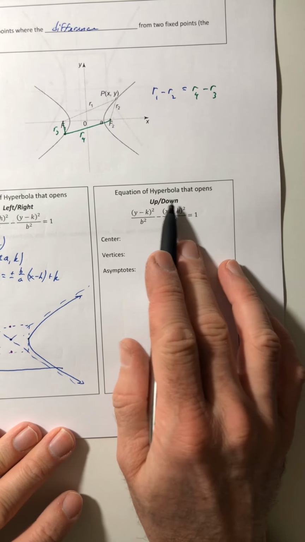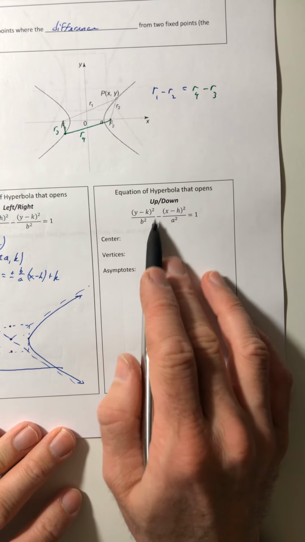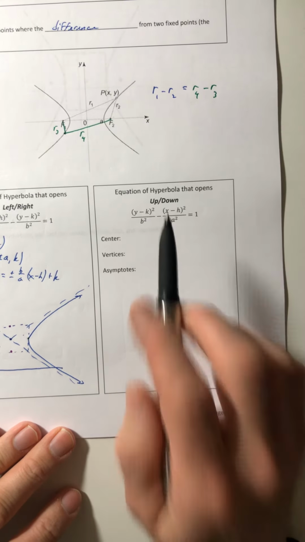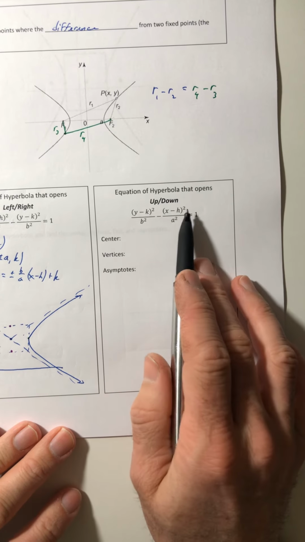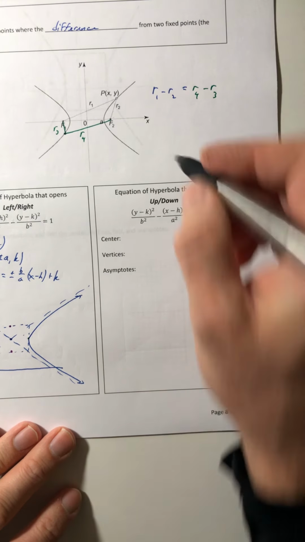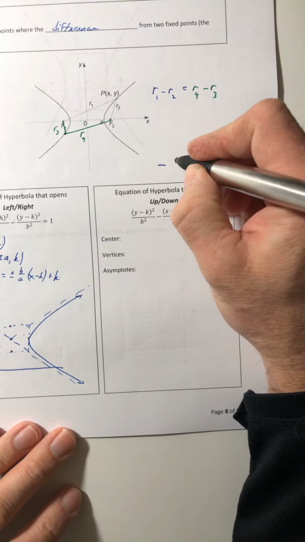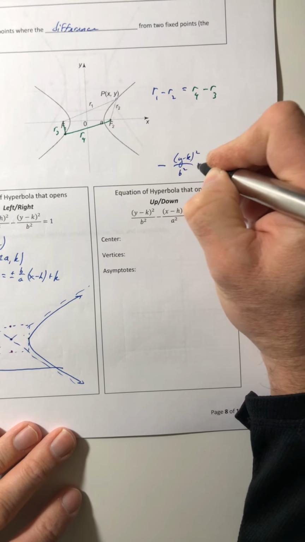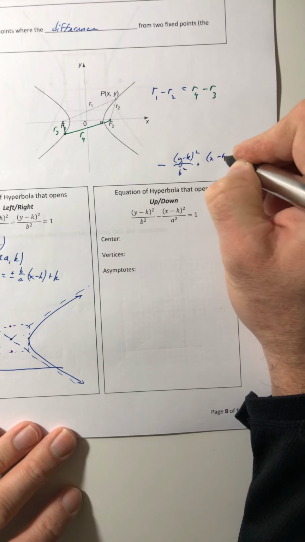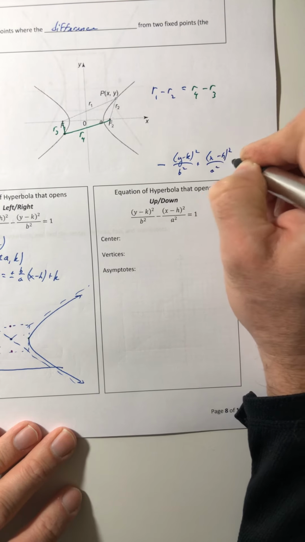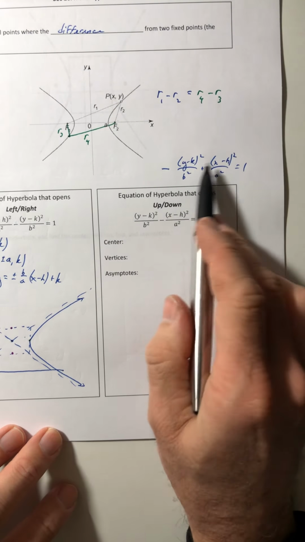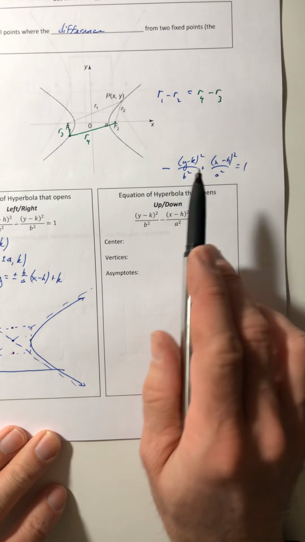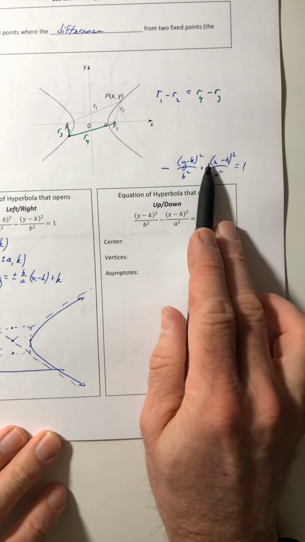All right, for the ones that open up and down, the y fraction is the one that's positive, and the x fraction is the one that's negative. Don't necessarily go off of which fraction is first and which is second, because they could put the minus fraction first and the positive fraction second, just to see if you're paying attention. If they did it like this, you'd actually be drawing left and right. So you have to pay attention to which fraction has the minus on it and which one is positive.